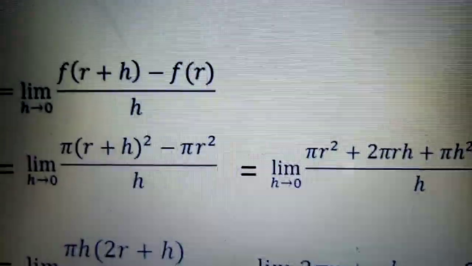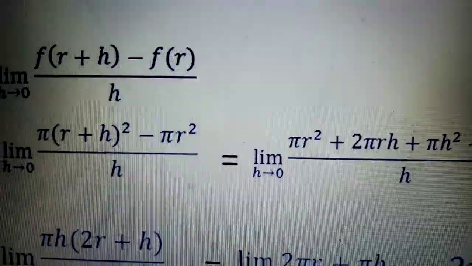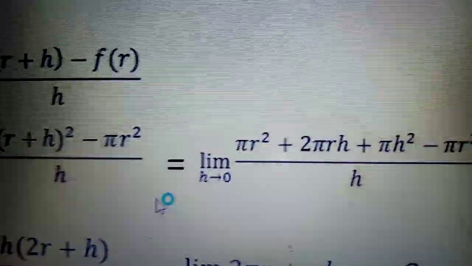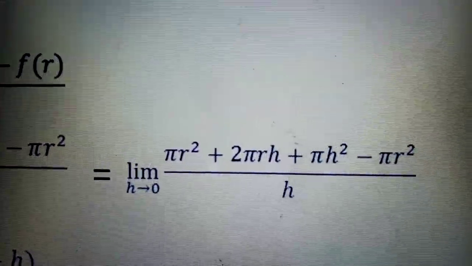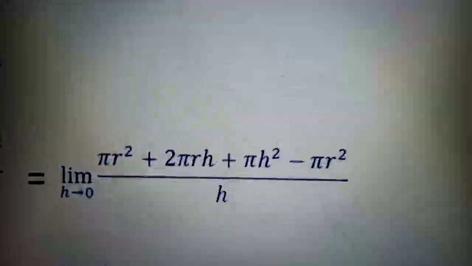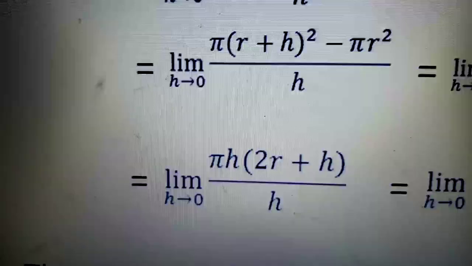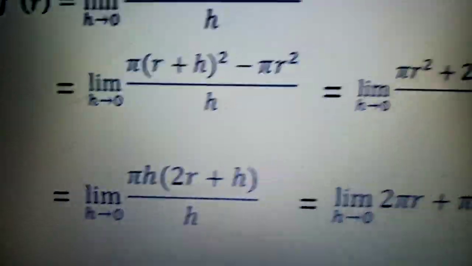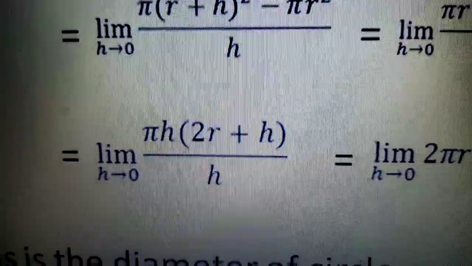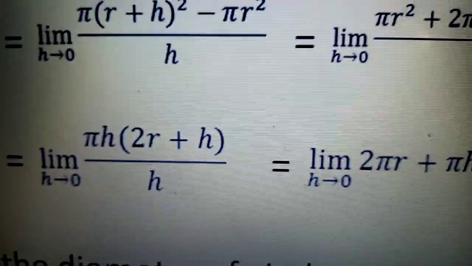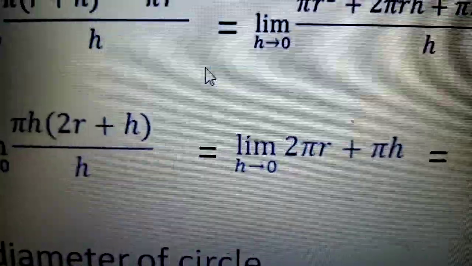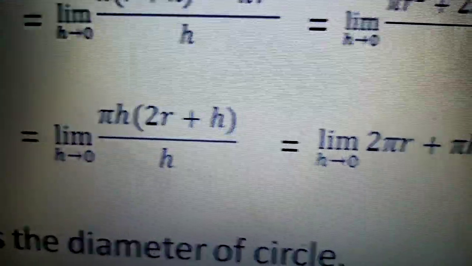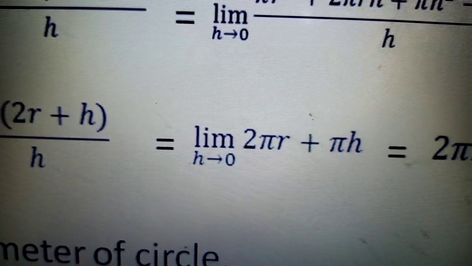If you open that bracket, you have r squared plus 2rh plus h squared. Then multiply through by pi. You have pi r squared plus 2 pi rh plus pi h squared. Then minus pi r squared, which is the f of r. When we subtract pi r squared, we cancel pi r squared. So we'll be having limit h tends to 0, pi h into bracket of 2r plus h. So we factor pi h out of the two remaining terms. H is in the numerator, h is also dividing, so we divide both up and down by h. So we have pi into 2r plus h, limit h tends to 0. So the pi can now multiply through. So we have 2 pi r plus pi h.